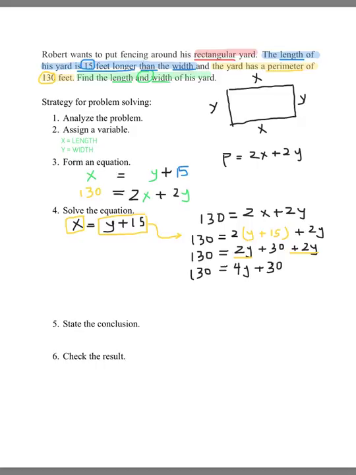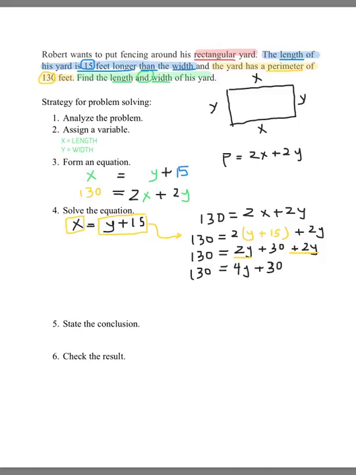So what we want to do here is get the y again completely isolated and by itself. Right now we're multiplying it by 4. And then after we multiply by 4, we're adding 30. So what we're going to want to do is subtract 30 from both sides. So let me go ahead and write that down. So there we go. We subtract 30 from both sides. And now on the right hand side, the positive 30 and the negative 30 cancel each other out, leaving us with just 4y on the right hand side. And then on the left, 130 minus 30 gives us just 100.